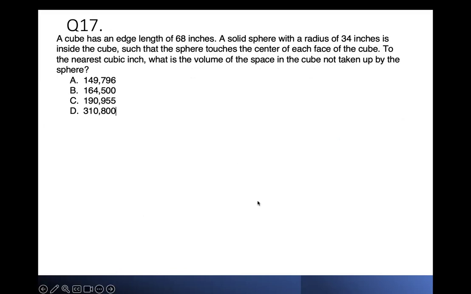The next question is also a word problem. It's a little bit critical thinking, but you got it. A cube has an edge length of what? 68 inches. That's the cube. If you draw the cube, whichever way you want to draw it, it has an edge length of 68. Then there's a solid sphere with a radius of what? 34 inches is inside. So we have it inside like that, such that the sphere touches everywhere, covering every place of the faces of the cube.